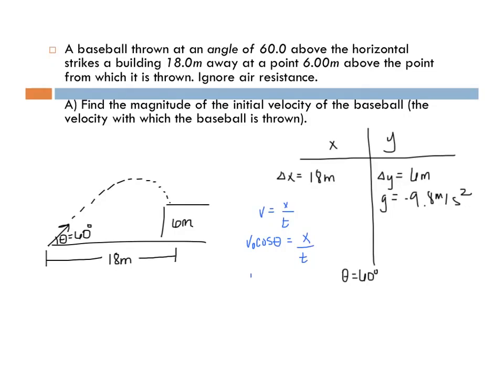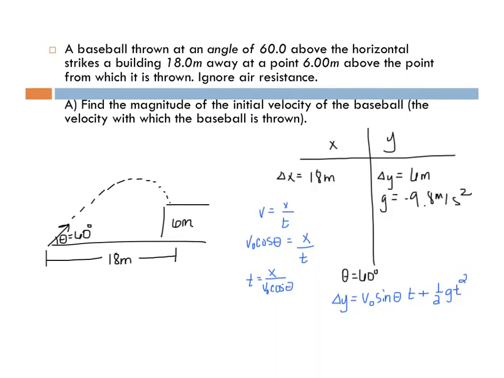If I rearrange this, I now have an equation for time. Again, I don't know all of these pieces, but at least we're getting rid of one unknown. If you can kind of see where this is going, I can go back to my y information and say, well, my displacement in the y direction is going to be v naught sine of theta times time plus 1/2 g t squared.